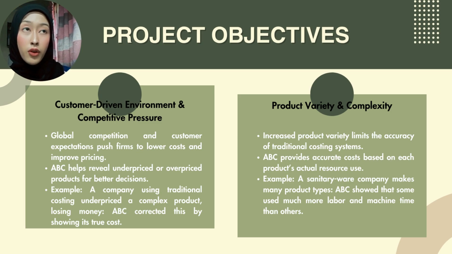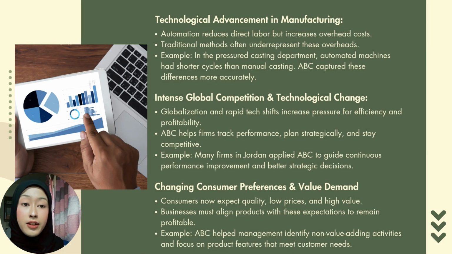The third critical external factor, according to Tensor and Masada, is technological advancement in manufacturing. The shift toward highly automated systems for increased productivity means direct labor costs become less significant, while overhead costs, which are harder for traditional methods to trace, become a large proportion of total costs. ABC helps by tracing costs in this automated environment, revealing the true economics of advanced production processes.